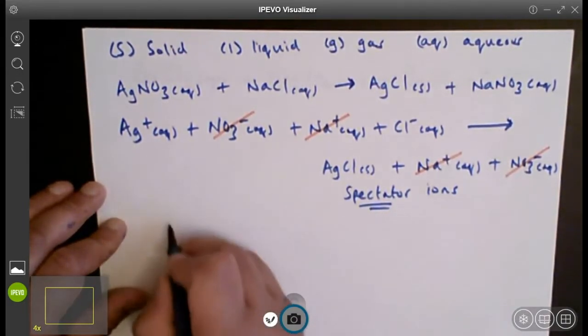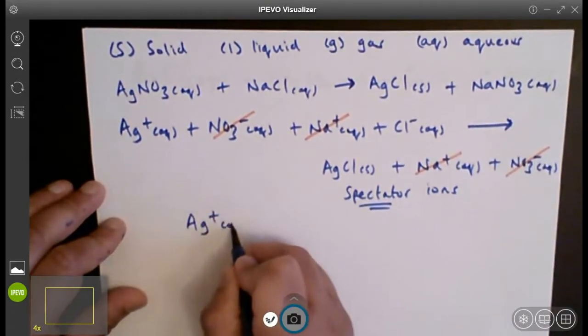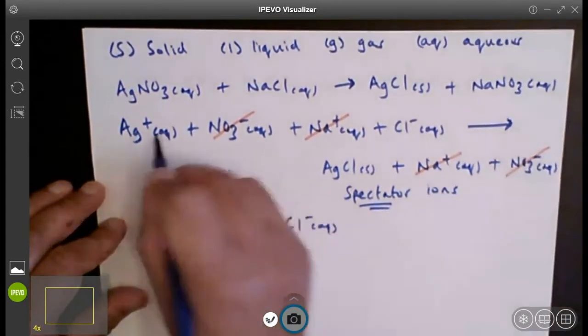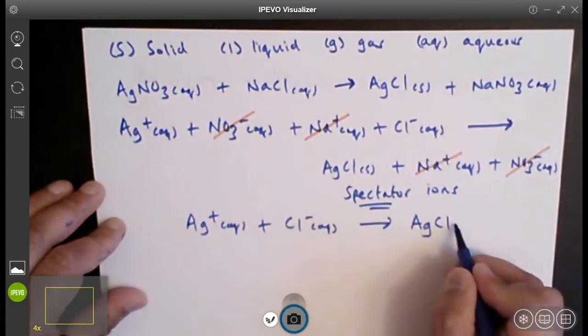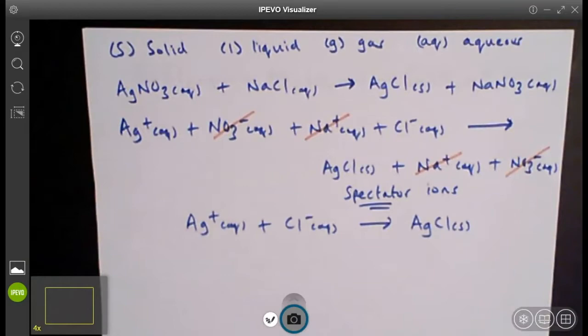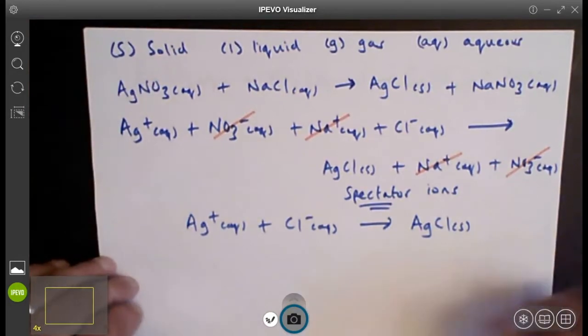So now we can write our overall ionic equation as Ag+ aqueous plus the Cl- aqueous, which we've got there and there. They come together to give us AgCl, which is the solid. And that's our ionic equation, and you'll get these common ionic equations which you'll have to write in an exam. Let's look for another one.